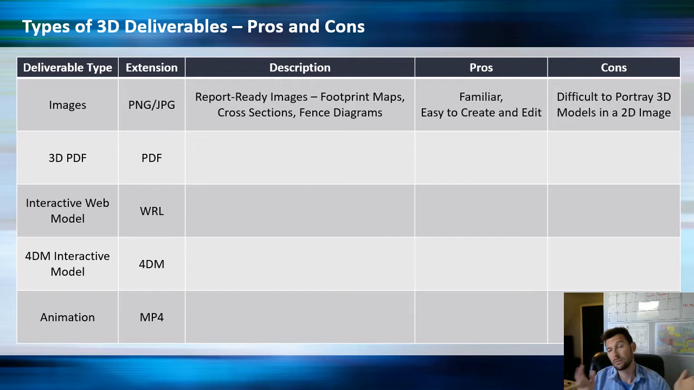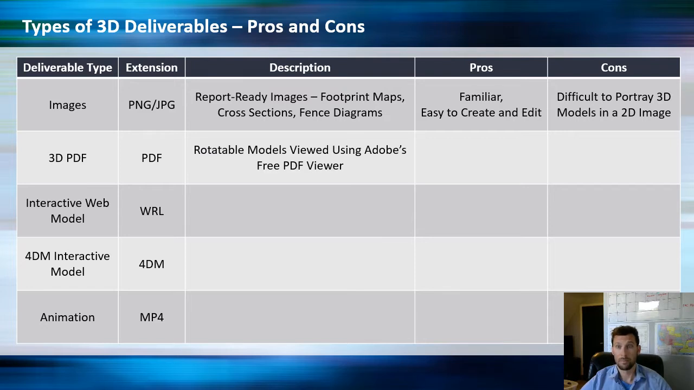The pros of this is these are very familiar. Everybody is familiar with these types of images, and they're really easy to create. The cons obviously are these are two-dimensional, and it's difficult to portray a three-dimensional model in a 2D image. So the next obvious solution is a 3D PDF, and this is exactly what it sounds like. It's an Adobe PDF that can be opened in Adobe Reader, and the model can be rotated freely by the user and zoomed in and out, and actually you could have different scenes as well.